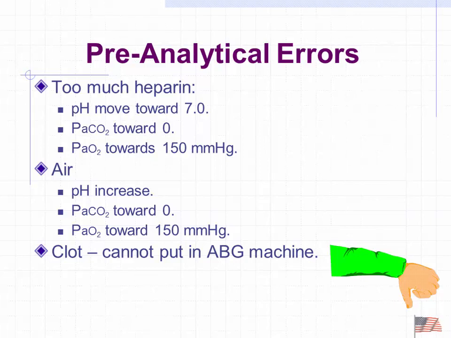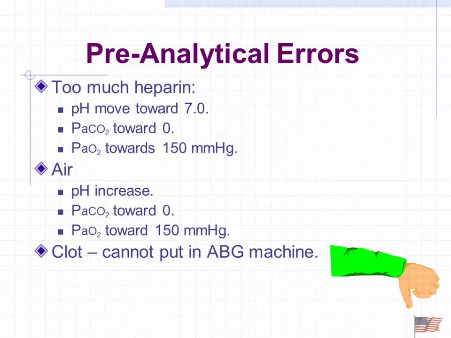What is the CO2 of room air? 0, right? We used it to calibrate the capnometer. We used room air as a 0 point. So the PCO2 of the blood that is actually there will go towards 0. So it'll fall. Falling PCO2 will cause an alkalosis. So my pH will rise.